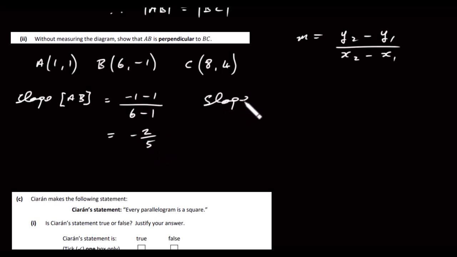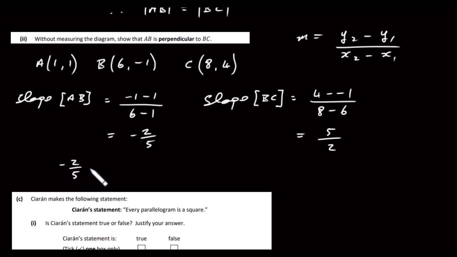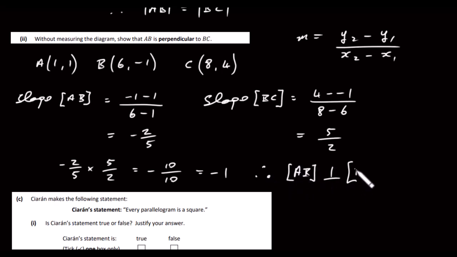Now the slope then of BC, same thing again. This is y2, this is y1, so it's going to be 4 minus minus 1, and then 8 minus 6. So 4 minus minus 1 is 4 plus 1, which is 5. 8 minus 6, 2. So what you would need to do is multiply these two slopes. So you would say minus 2 over 5 multiplied by 5 over 2. Top by top, bottom by bottom. So it's going to be minus anyway because it's minus times plus. 2 times 5, 10. 5 times 2, 10. So that's minus 1. Therefore, AB is perpendicular to BC. And that's it really for that one.